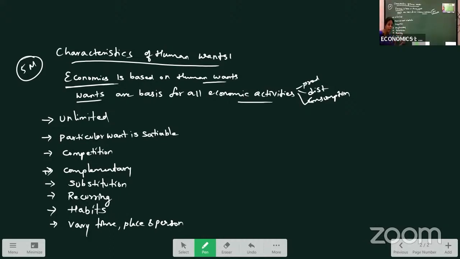Wants are recurring in nature. Whatever want we are having, it is reoccurring again and again. Wants change into habits. For example, you're feeling some headache or something like that, and you want to have a cup of tea. If you do that regularly, it may change into a habit. So wants change into habits. Wants vary from time to time, place to place, and person to person, right?